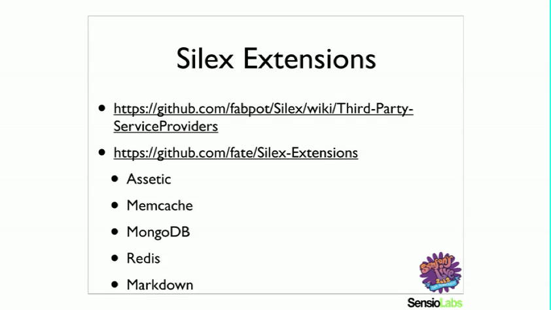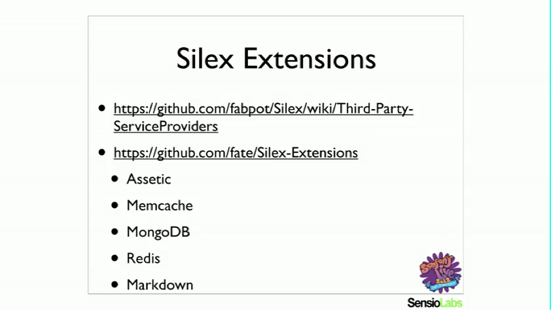Now, Silex only has certain providers by default, and it's really pretty limited because the goal, again, for Silex is to be extremely lightweight. But that doesn't mean there's not a huge community, just like there is with the bundle community in Symfony 2. So here we have Silex extensions. By default, you probably want Assetic, or maybe access to Memcache or MongoDB for the cool kids, or Redis or Markdown, Gravatar, whatever your application needs.